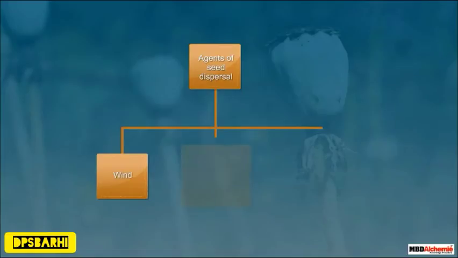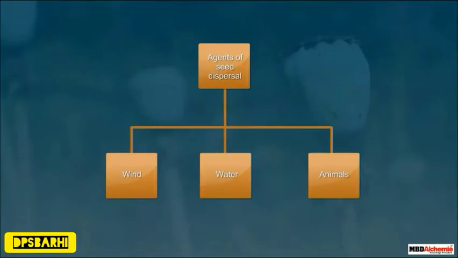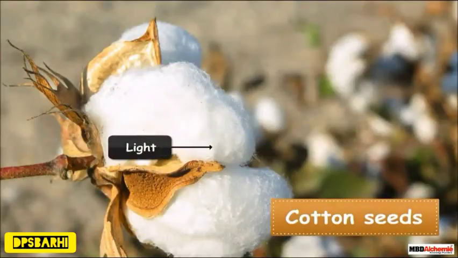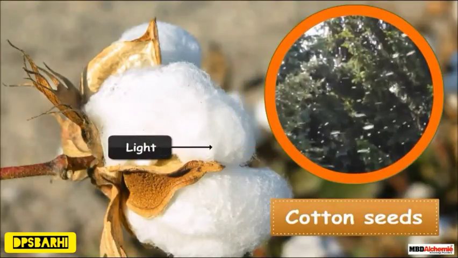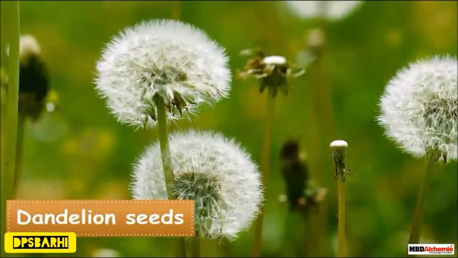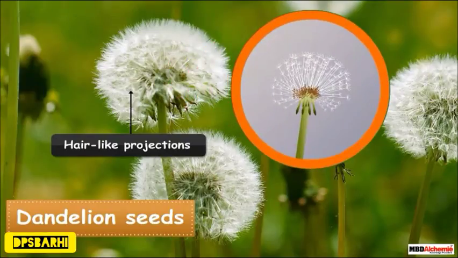In contrast, there are seeds of certain plants that need some agents for their dispersal. These agents can be wind, water, or animals. Let's begin with the wind. Seeds of some plants, like that of cotton, are very light and are dispersed by wind. Seeds of some plants, like that of dandelion, have hair-like projections that help them to be carried by the wind.